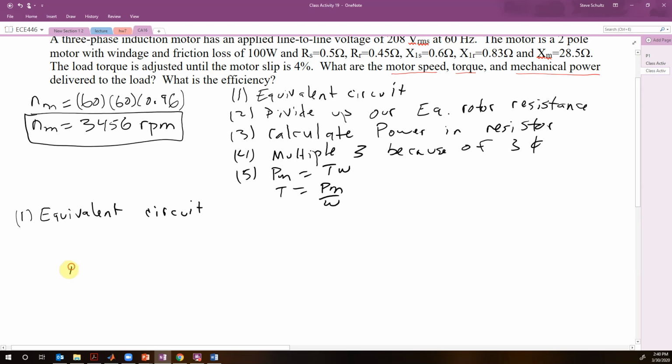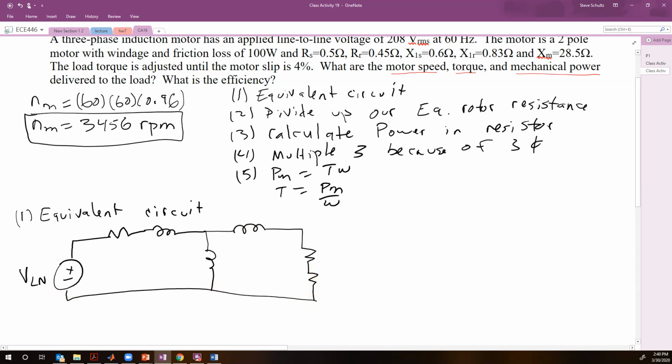Okay, so what we're going to have is our voltage, which is V line to neutral. We're going to have a resistance, a leakage inductance, a magnetizing inductance. In this case, we don't have any core resistance, any hysteresis loss or any of that. And then we have a rotor stray resistance, and then we're going to break our rotor resistance up into 2. Well, let's start with 1 so we can show that effect.